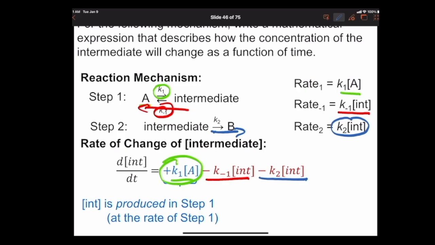So what I can express is the rate of change, how the intermediate changes. It's going to be formed using the forward, K1. It's going to be used up, K minus 1. And it's going to be used up going to product.